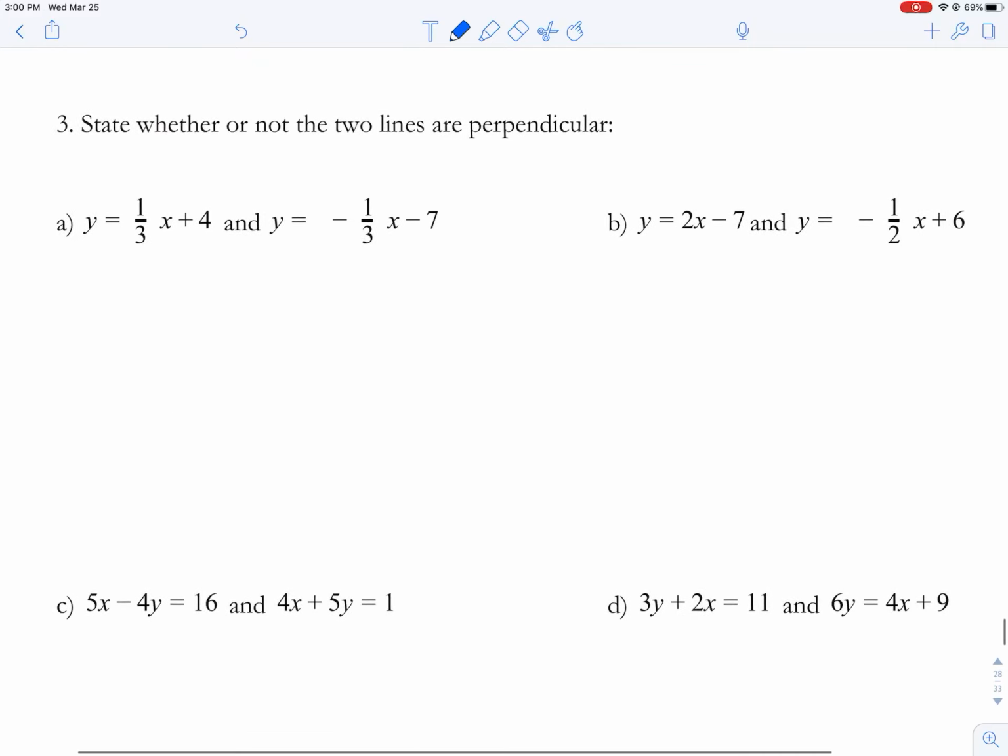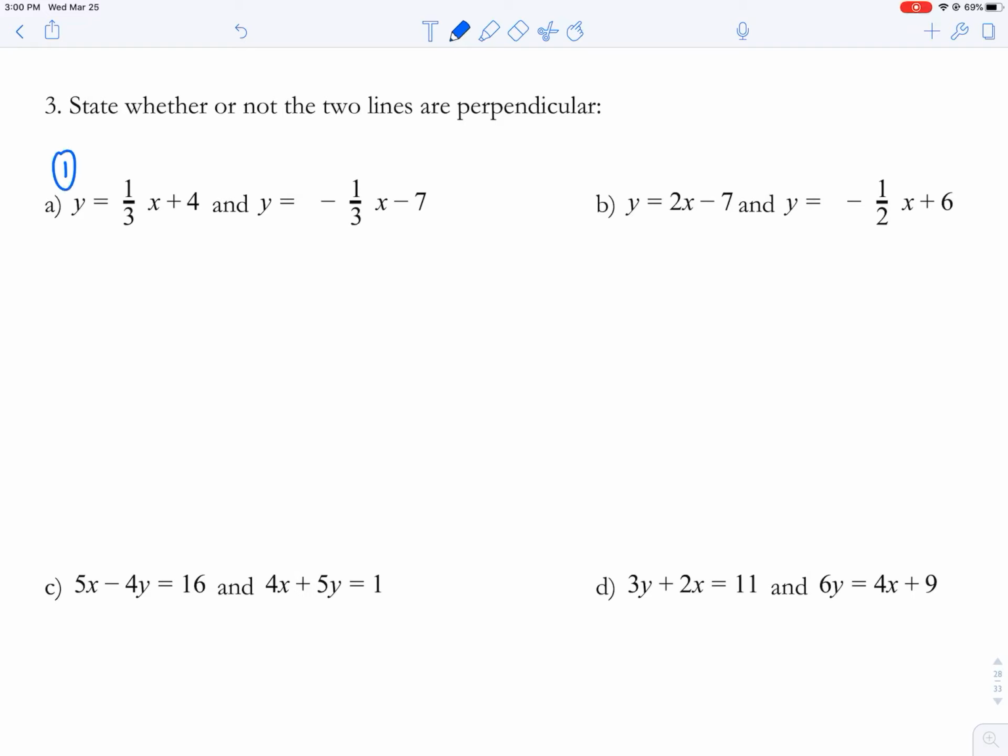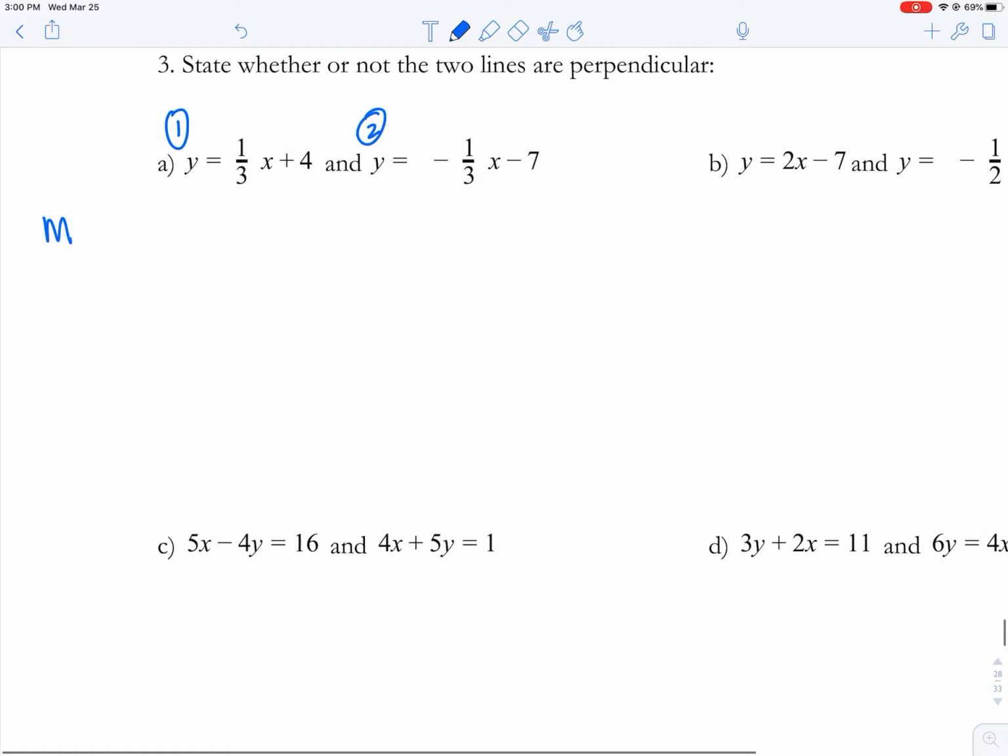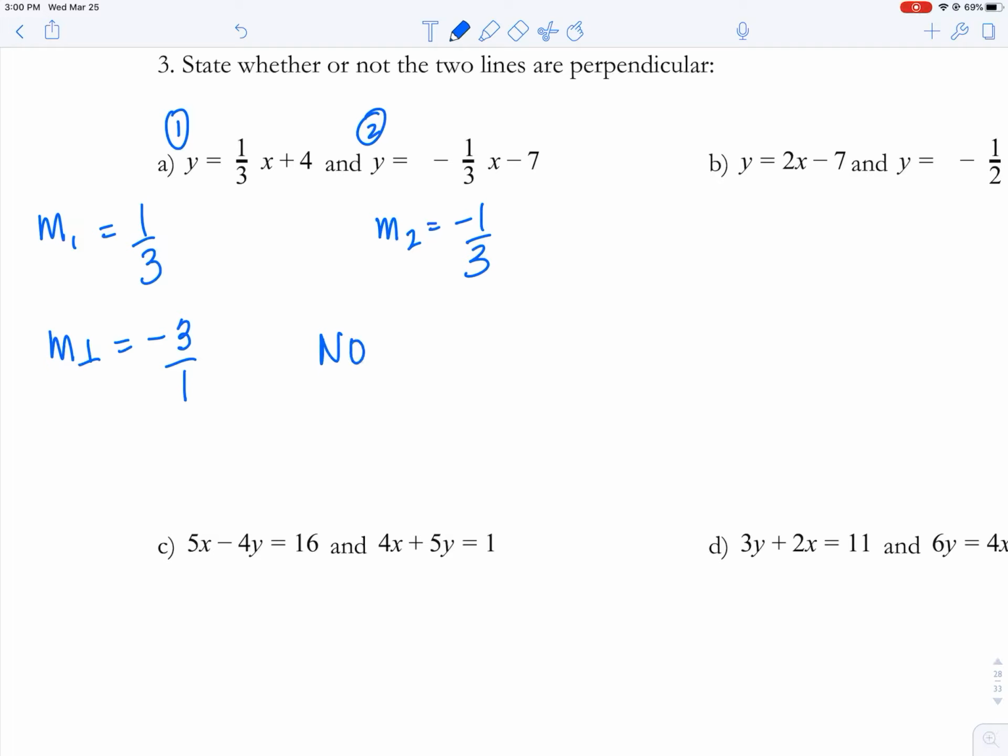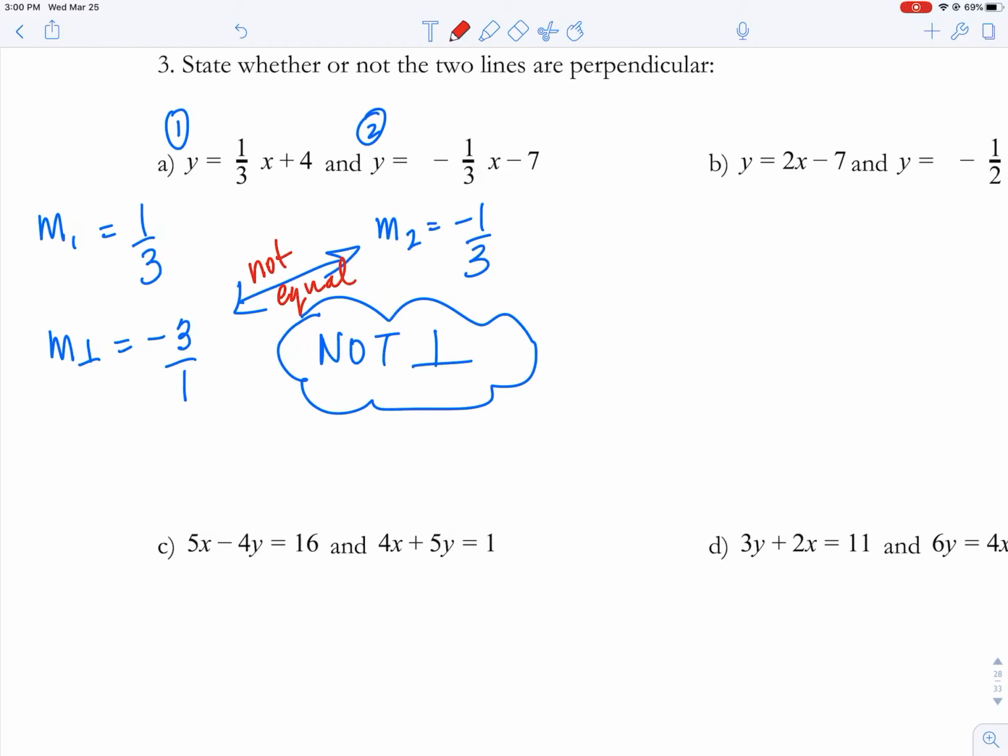And when we state whether or not two lines are perpendicular, that means we're going to check the slopes of these two lines, same like how we did in question 1. So for question 1, m of line 1 is going to be 1/3. So the perpendicular slope would be negative 3 over 1. m2 is equal to negative 1/3, so they're not perpendicular. That's our final answer here, because these two are not equal. So they're not perpendicular.